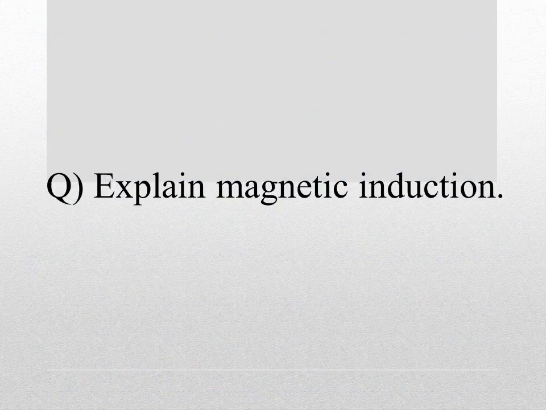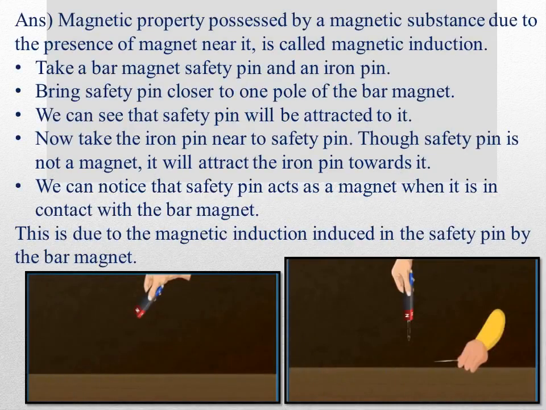Explain magnetic induction. The magnetic property possessed by a magnetic substance due to the presence of a magnet near it is called magnetic induction.